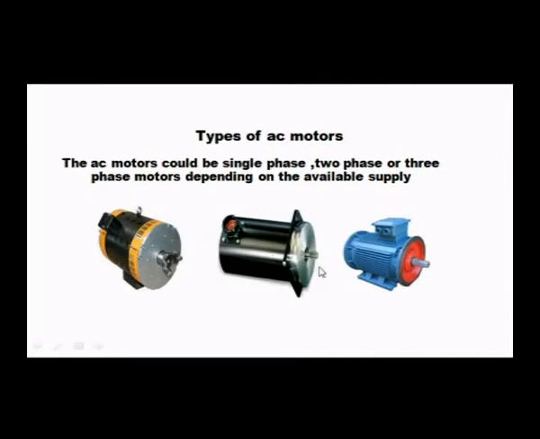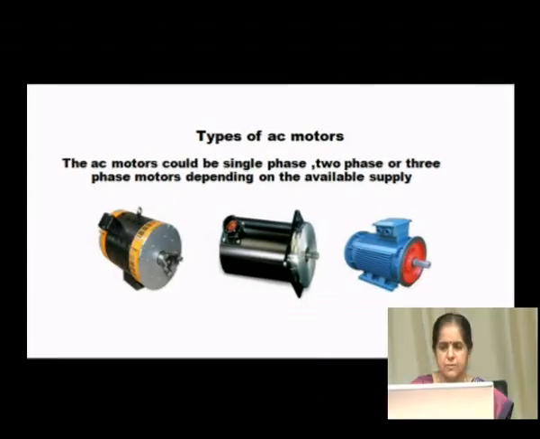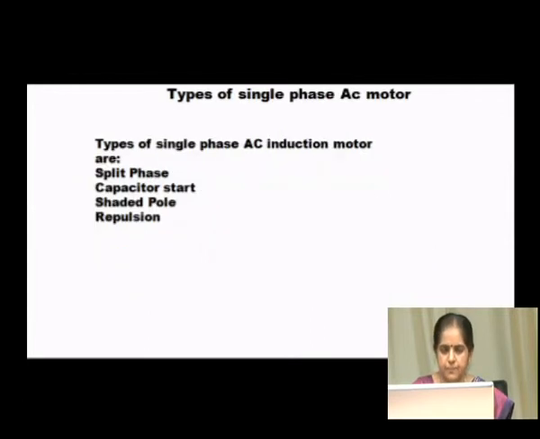And also based on the supply which is given to the motor, AC motors could be single phase, two phase or three phase motors. Okay, if the single phase supply is given, then that is called single phase. If two phase supply is given, it is called two phase. If the available supply is three phase, then that type of motor would be called a three phase motor.